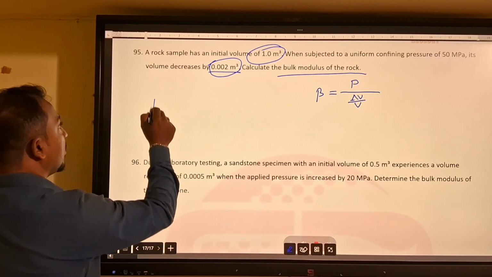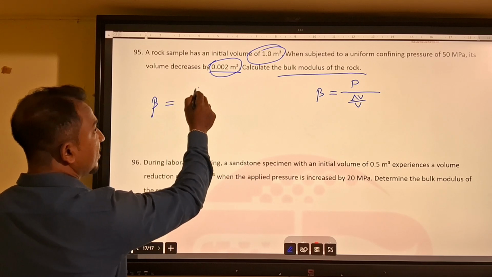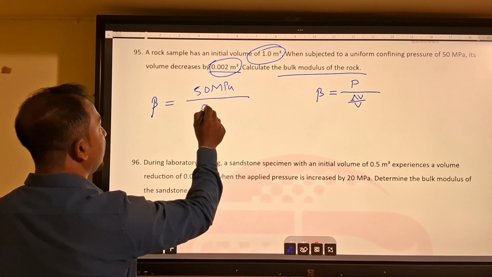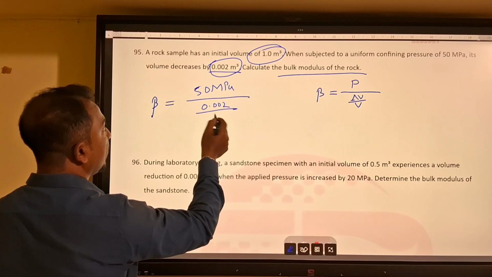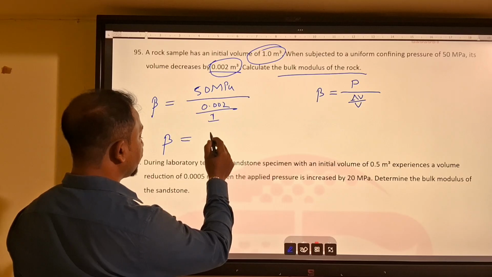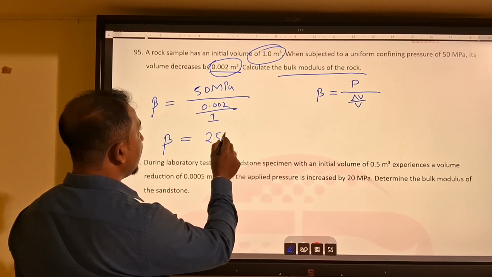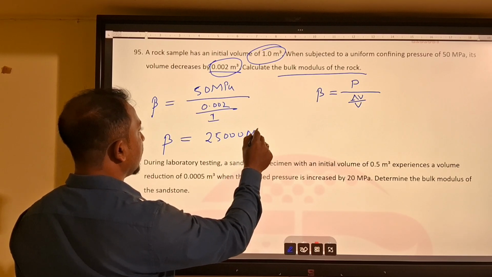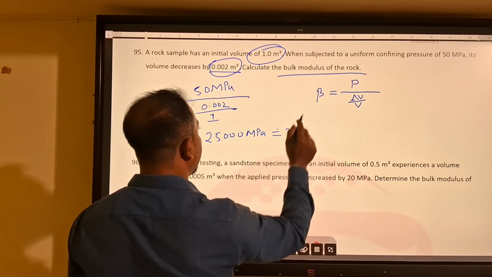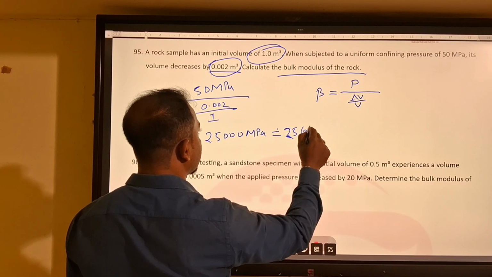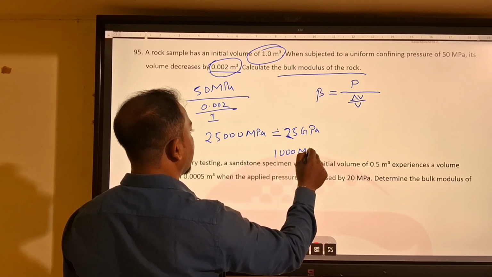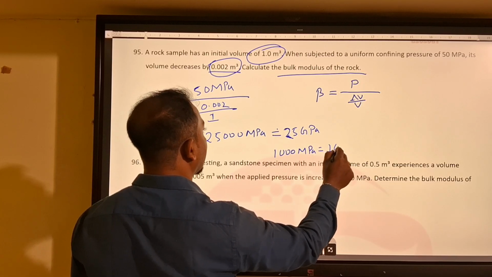So let's solve this. Bulk modulus: pressure is given 50 MPa, divided by del V, which is 0.002, divided by V, which is 1. So bulk modulus will be 25,000 MPa. We can convert it into gigapascal, that is 25 gigapascal, with 1000 megapascal equal to 1 gigapascal.